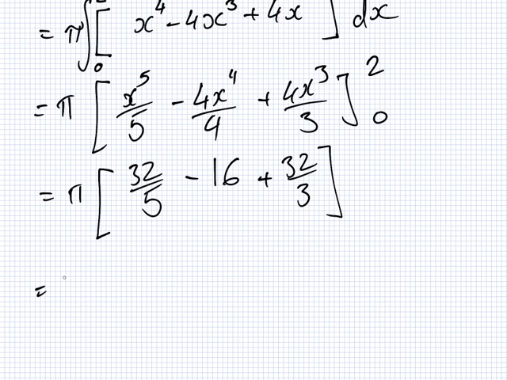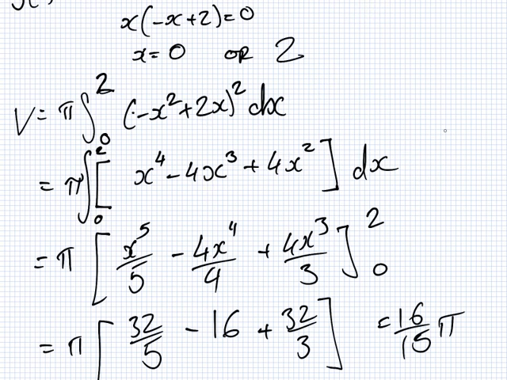Just use my calculator. Pi, let me see, that will be 96 minus 180 over 15. No, I give up. So calculator time. Yeah, indeed. Minus 16 plus 32 over 3, and we get a nice 16 over 15 pi. Now I'll double check that that's right, because I might have made a mistake in the numbers. And the answer is correct.